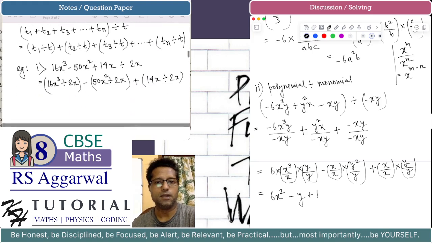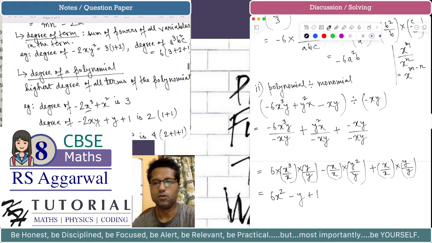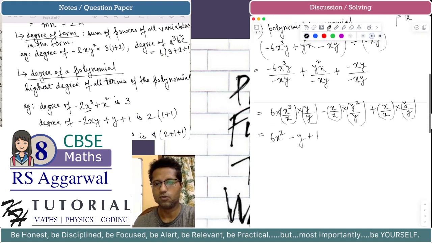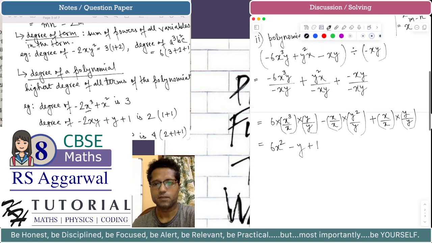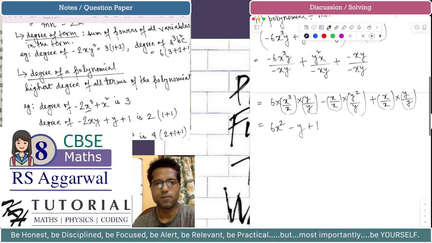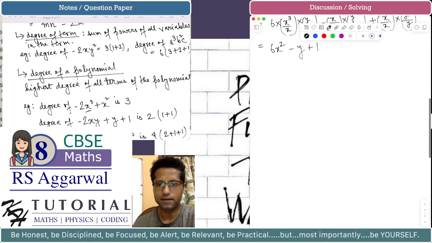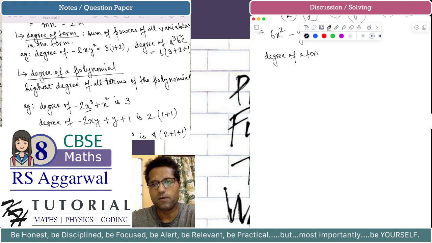Now let's understand how do we do polynomial divided by a polynomial. How do we divide a polynomial by a polynomial? But before that, we need to understand some properties of a polynomial and terms. Now, what is a degree of a term? We need to understand what is a degree of a term of a polynomial.